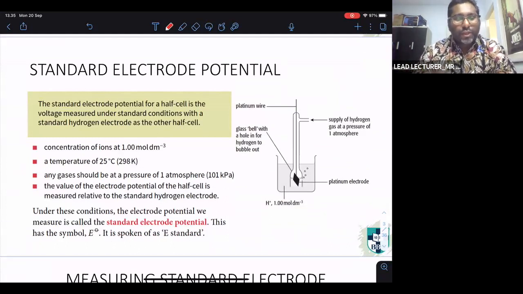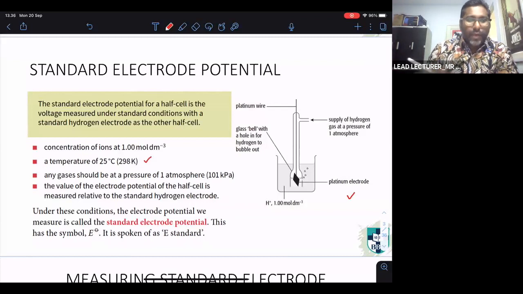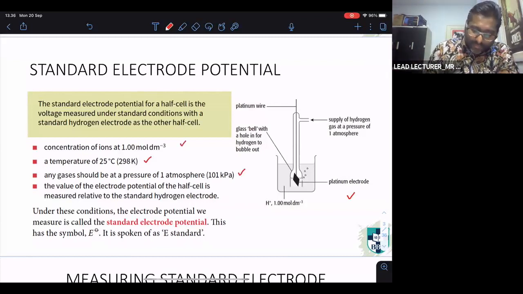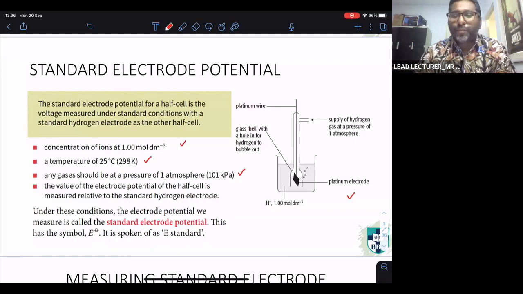If you want to measure a standard electrode potential of a cell, you need to compare that with a standard hydrogen electrode. You can see from here, this is the diagram. You need to know how to draw this diagram. When we are talking about standard, we need to follow all the standard conditions: 25 degrees Celsius, 1 atmosphere, and the concentration of ions must be 1 mole per dm cubed. So we call it E standard.